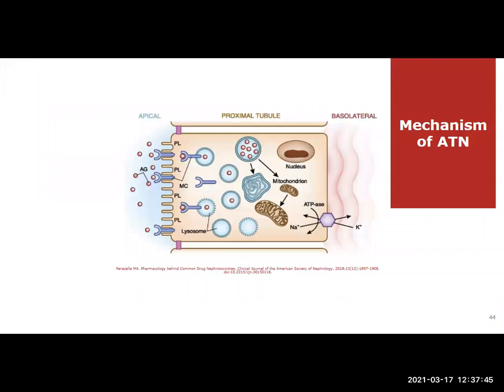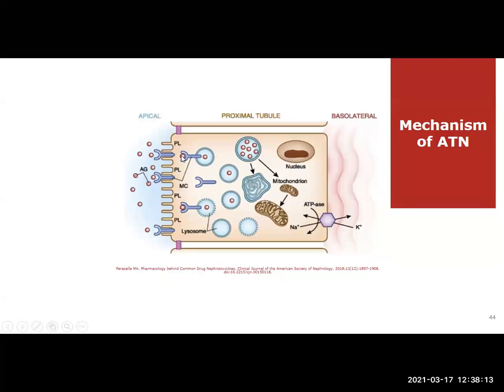Just to summarize the nephrotoxicity associated with the mechanism of acute tubular necrosis that I described in the previous slide, I included a graphic representation. So here you can see that the aminoglycoside drugs are labeled as AG in the diagram, and they are attracted to the anionic phospholipid membranes where they interact with the megalin receptor on the apical surface. And this is followed by increased cellular uptake of the drug by the proximal tubule cells.